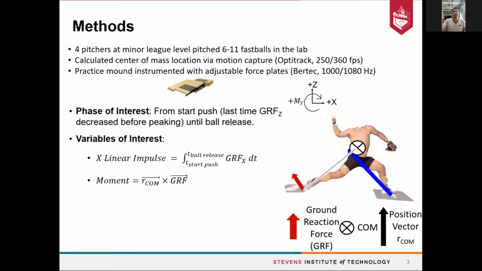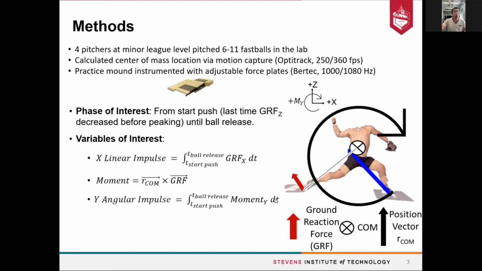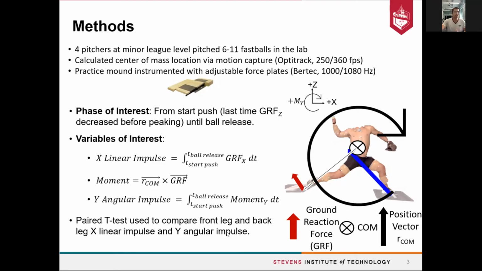Then a moment applied about the body's center of mass is the cross product of the position vector, which goes from the center of mass to the center of pressure, and the ground action force vector. And a positive Y moment will serve to rotate the body in the clockwise direction as shown on the screen here. The Y angular impulse is then the integral of the Y moment. A t-test is then used to compare the impulse values generated across legs and within subjects.